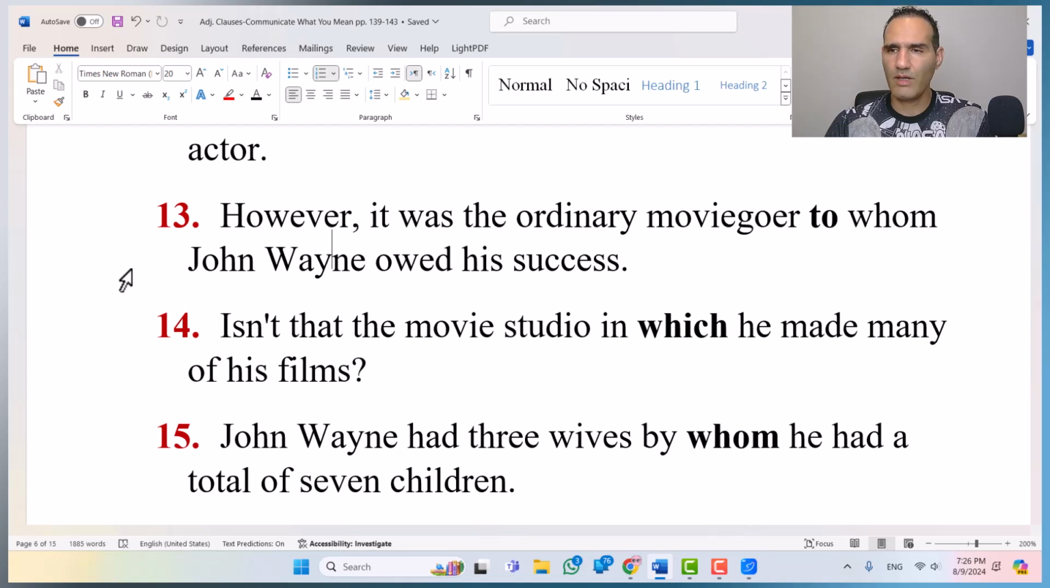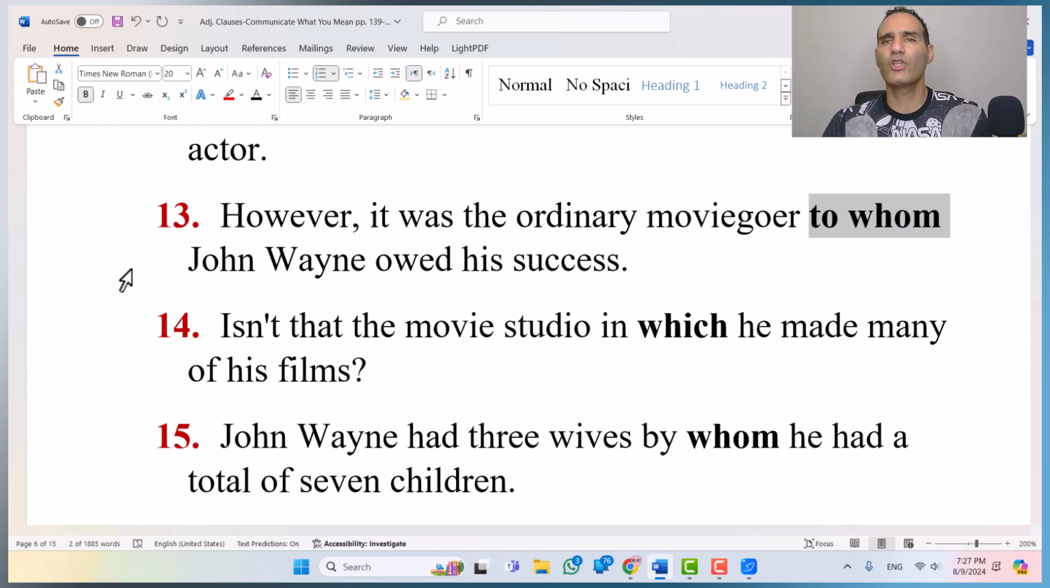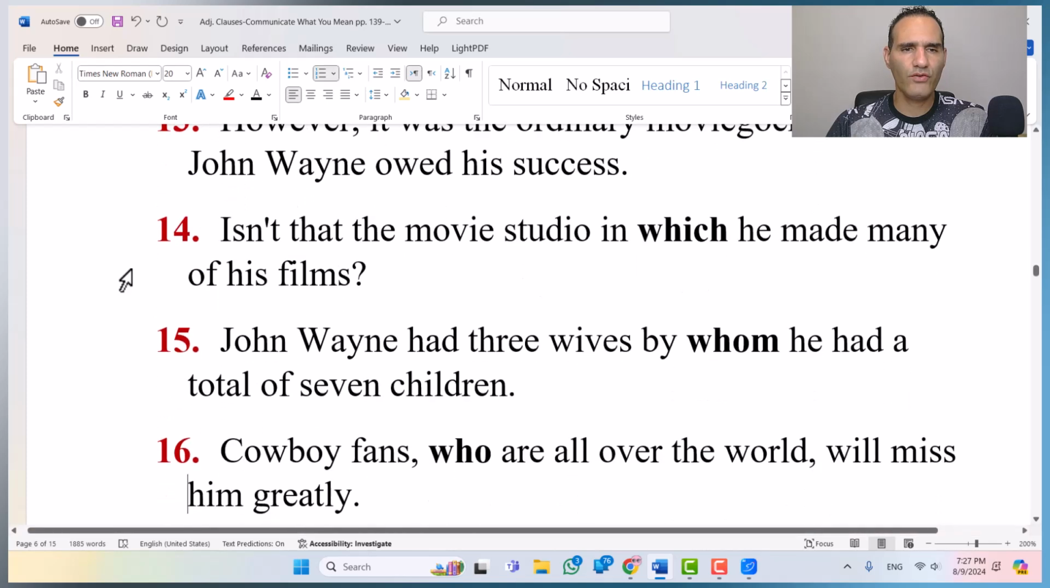So relative pronoun is preceded by a preposition. It is only whom for people and it cannot be omitted. And just one point, the sentence is the result of two sentences and they are like this. However, it was the ordinary moviegoer, period. John Wayne owed his success to them. Owe something to someone.